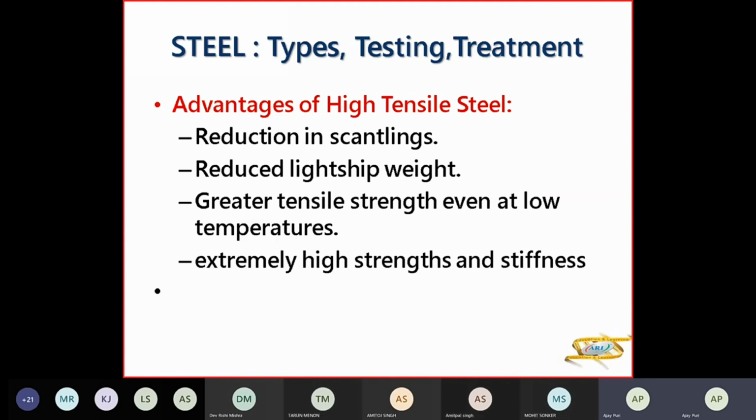Now the advantages of high tensile steel, it comes in your exams also. So first advantage is reduced scantlings. That means the sizes of various structural components on the ship is reduced. So when the structure is reduced, your light ship weight is also reduced. So when your light ship weight is reduced, your deadweight will increase. So your load carrying capacity will increase. So your profitability will increase. It has greater tensile strength even at low temperatures, and it has extremely high strength and stiffness.